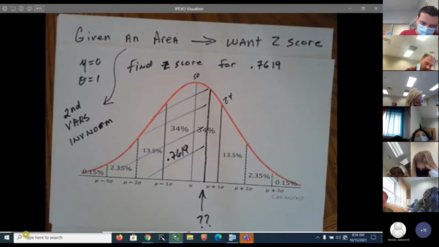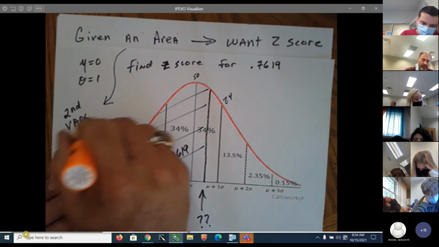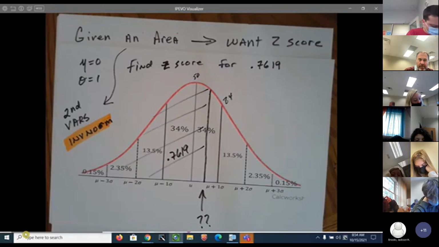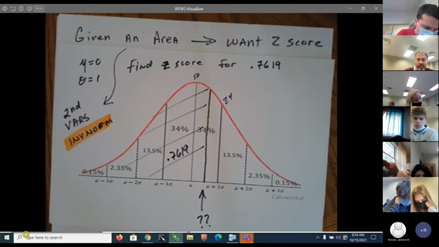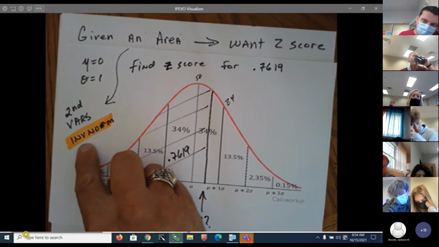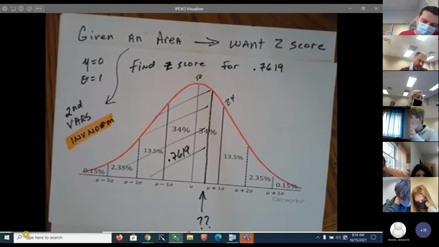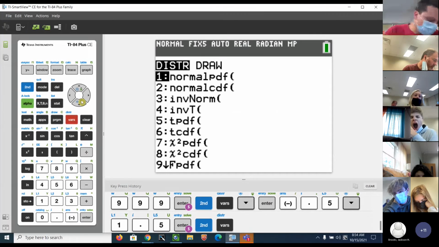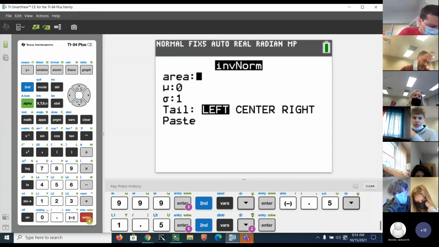I'm going to highlight inverse norm because some of y'all that are not listening are going to come to me and ask me, how do you find that? And I'm going to look at you like I have no earthly idea. Inverse norm. You were working on your science or your speech during my class. So inverse norm. So go to second, vars, inverse norm, and type in 0.7619.